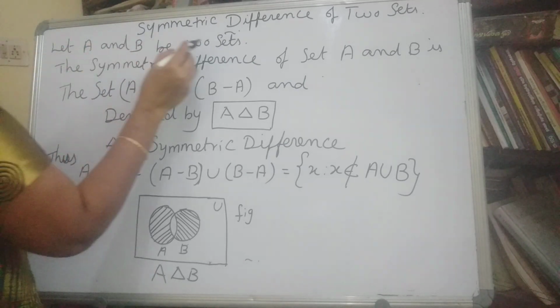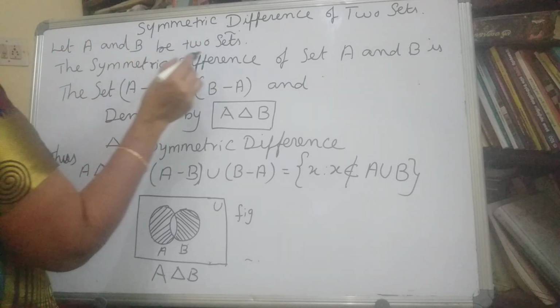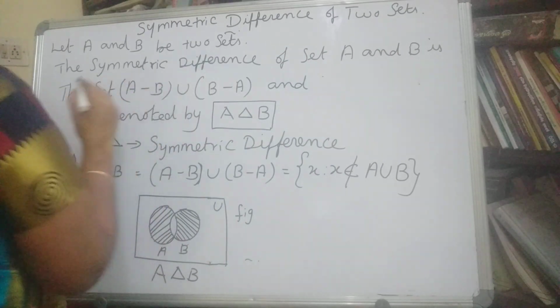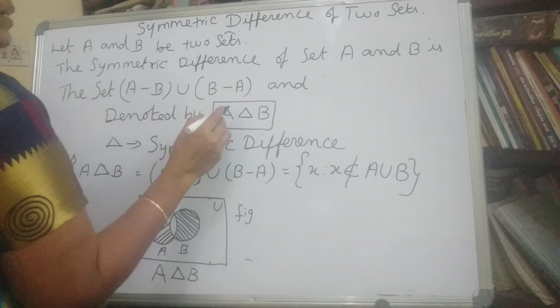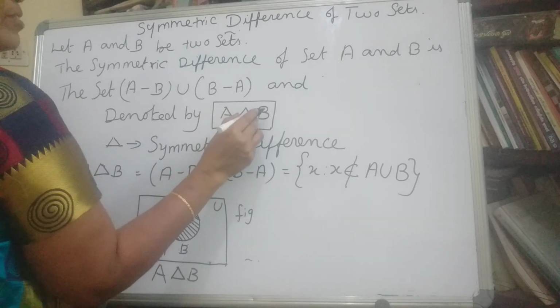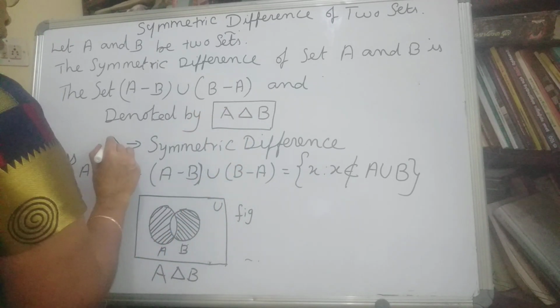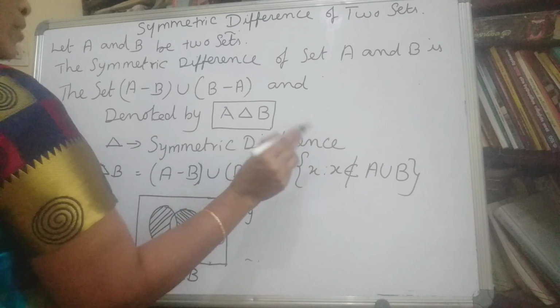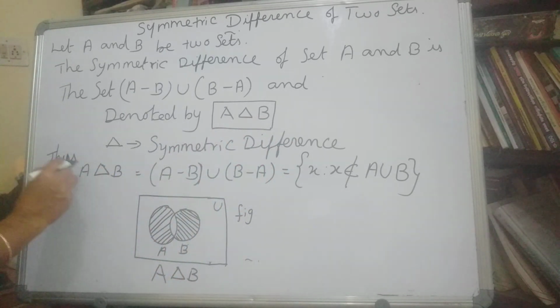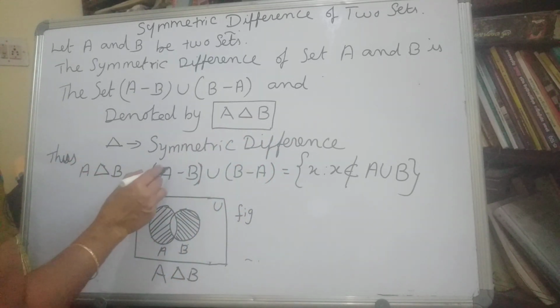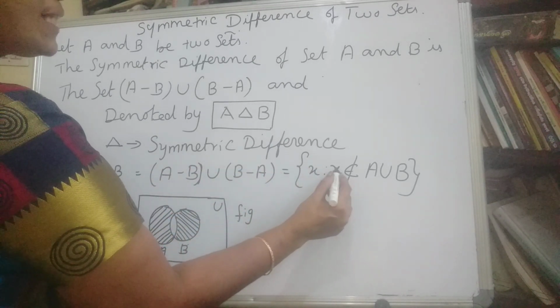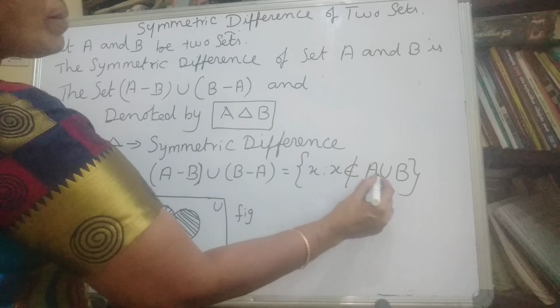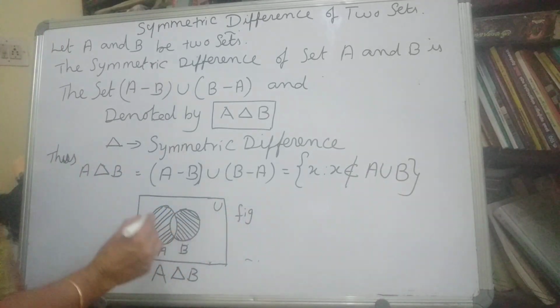Let A and B be two sets. The symmetric difference of sets A and B is the set A minus B union B minus A, and is denoted by A symmetric difference B. This symbol denotes symmetric difference. Thus A symmetric difference B is A minus B union B minus A, the set of x such that x belongs to A union B but not to A intersection B.